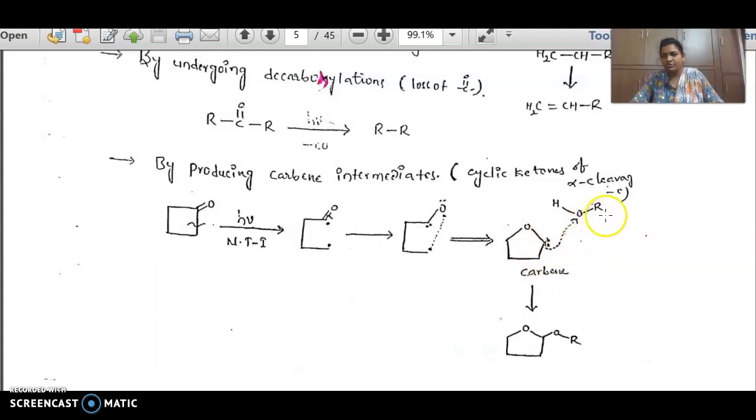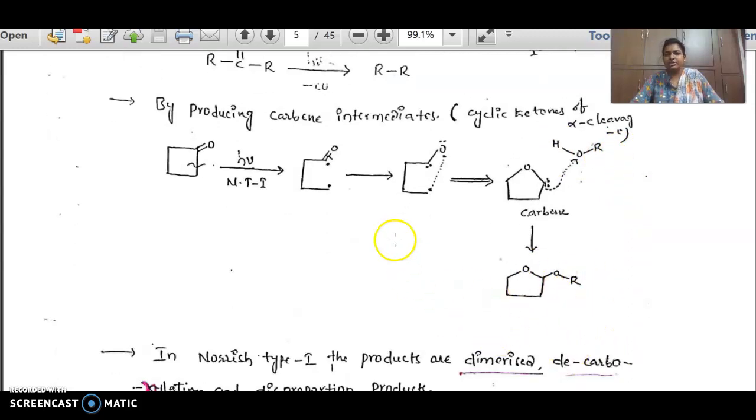To the carbene, if you are adding any nucleophilic group, say alcohol, ROH, it forms OR, an ether. This carbene intermediate occurs in the case of cyclic ketones.